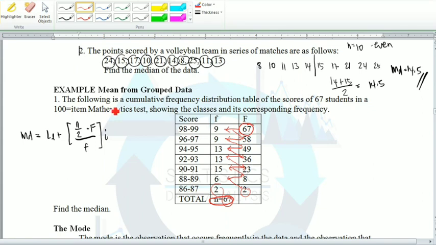Now, let's go back to the formula. The first step in solving for the median is you have to determine the n. And like I said, the n here is 67. Okay? So, after that, what will be our lower true limit in this case? Okay? What will be the lower true limit?